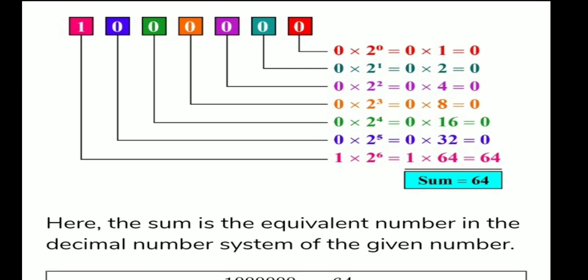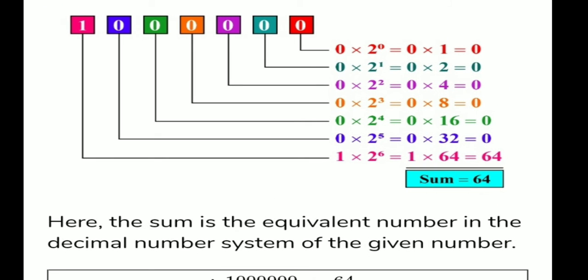So now see here, I am taking one by one. You should do this carefully. 0 into 2 to the power 0. I already told you what is the value of 2 to the power 0. It is 1. So anything multiplied with 1 is, 0 is 0. Similarly here also, 0 into 2 to the power 1, 0. 0 into 2 to the power 2, 0. 0 into 2 to the power 3, 0. 0 into 2 to the power 4, 0. 0 into 2 to the power 5, 0.